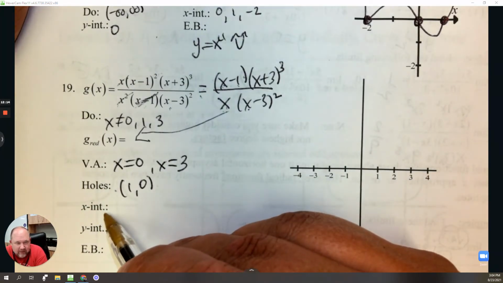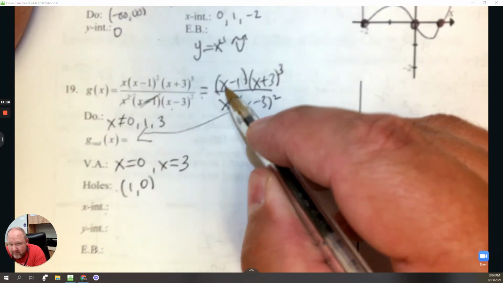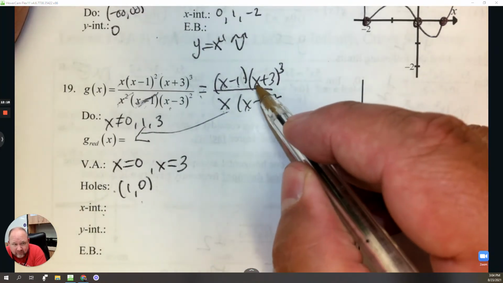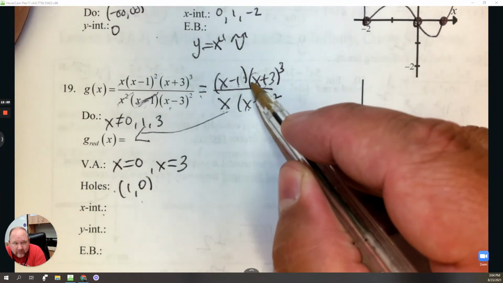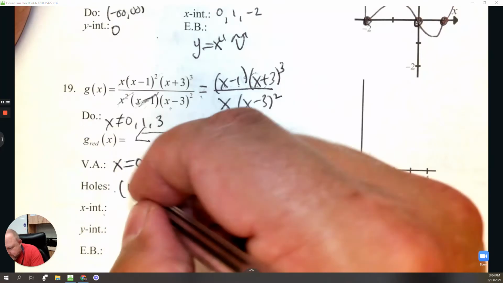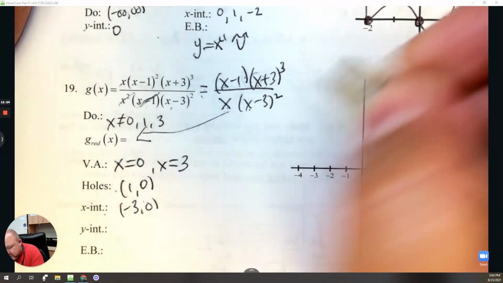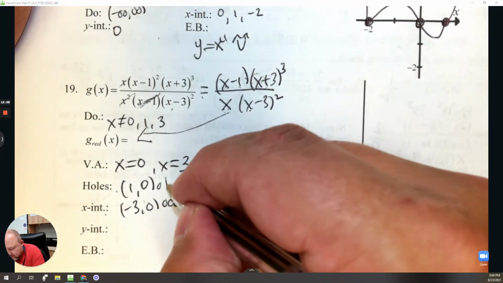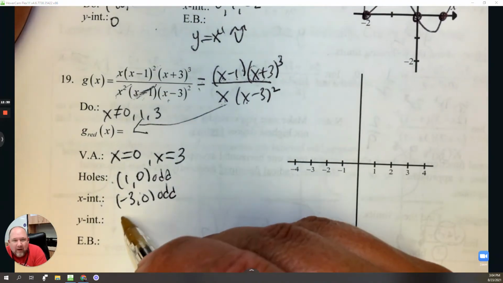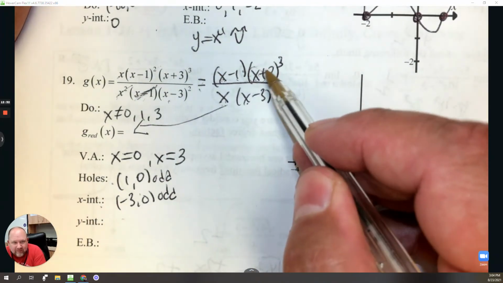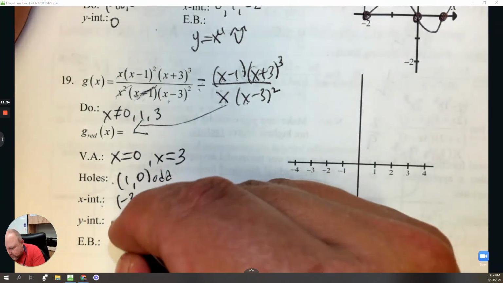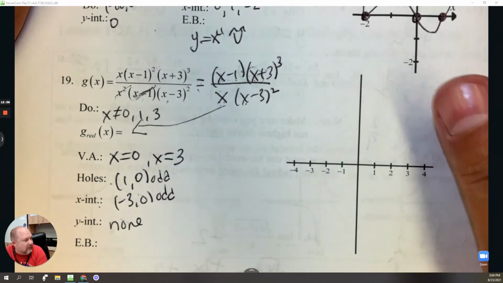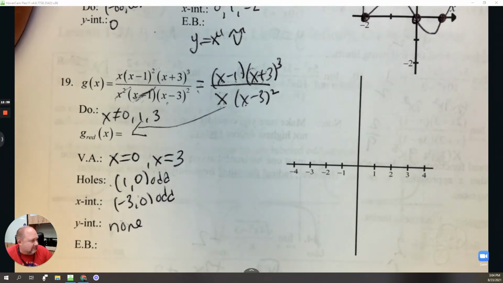The x-intercept, look at the numerator. Now 1 is a hole, so the x-intercept from the numerator is negative 3, makes this a 0. I want you to also notice it's an odd exponent, so it's going to cross. The hole also has an odd exponent. The y-intercept, put in 0 for x, and it's undefined. So there is no y-intercept because it makes it undefined.